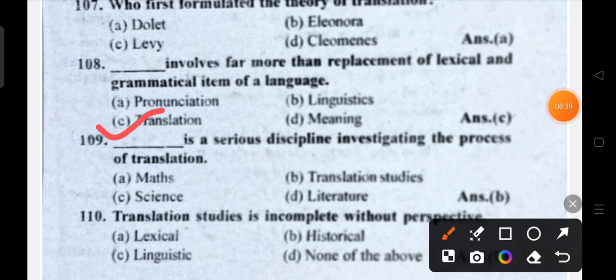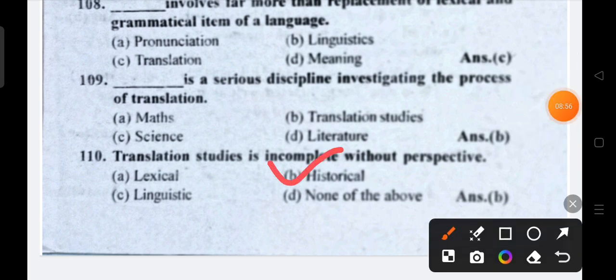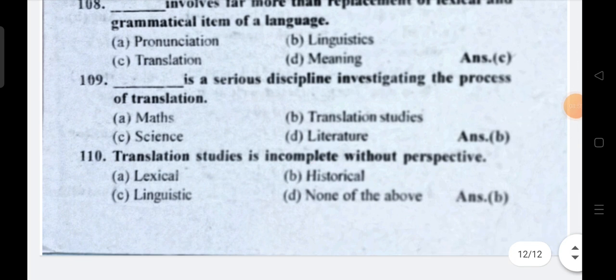Translation involves far more than replacement of lexical and grammatical items of language. Answer is B. Translation study is a serious discipline of the process of translation. Translation study is incomplete without historical perspective. Answer is B, historical. इसी के साथ फर्स्ट और सेकंड यूनिट से रिलेटेड जितने भी MCQs थे हमने इन 2 वीडियो में डिस्कस किया.